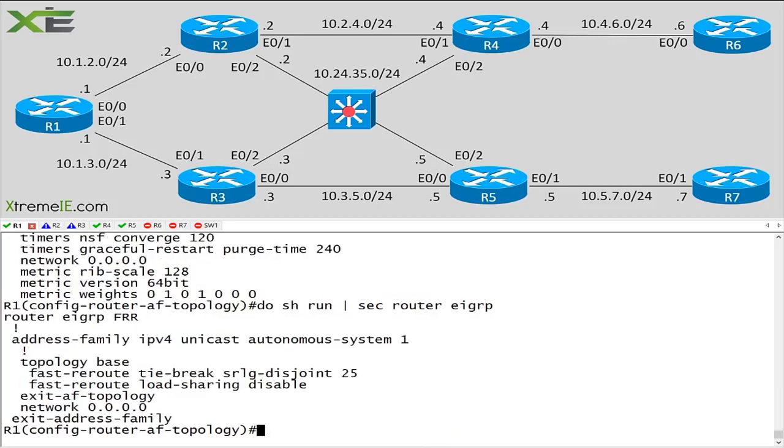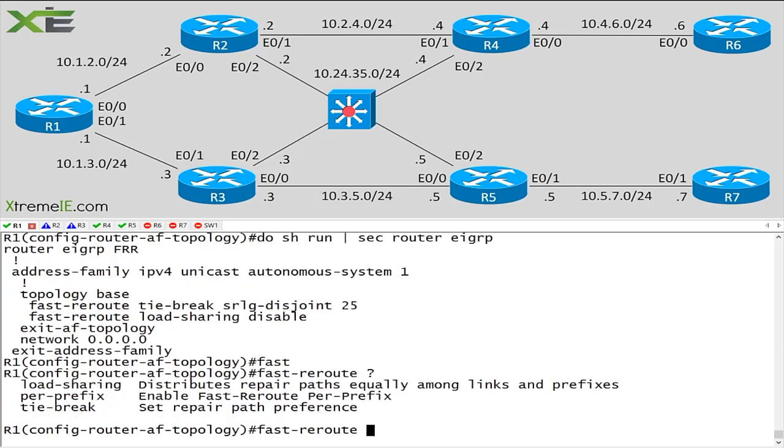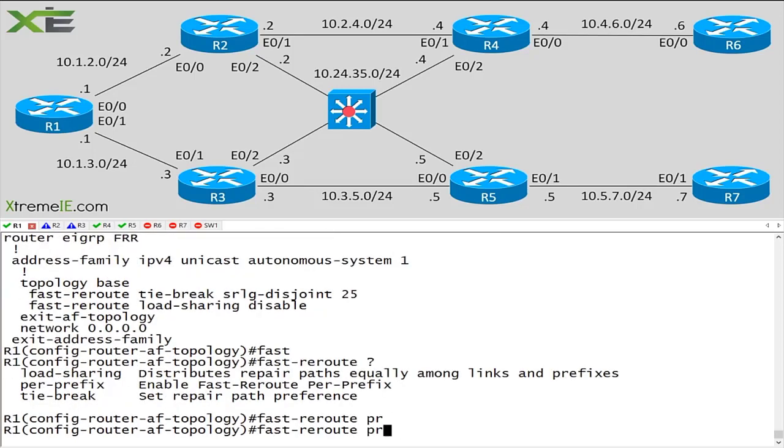Now, how do we actually enable fast reroute? We have the load sharing disabled. We're going to say that we want the interface to be used first because the shared risk link group, rather, we're not going to use. We want that after essentially the interface. In order to turn on fast reroute, all we need to do is say per prefix.